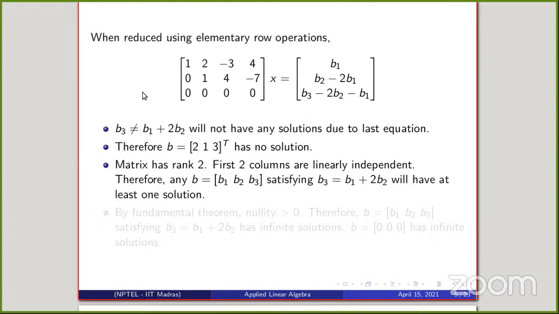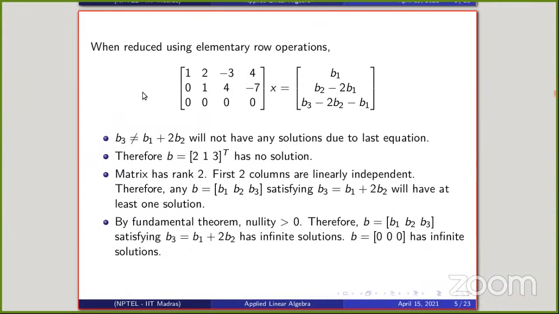So basically, we will be fully covering the subspace with the last element being 0 in R3 by doing the column space. So irrespective of what B1, B2, B3 are, if they satisfy B3 equal to B1 plus 2 B2, the RHS vector will definitely be in the column space of the LHS matrix. So we'll definitely have a solution. That is exactly what has been said here. First two columns are linearly independent. Therefore, any B satisfying B3 equal to B1 plus 2 B2 will have at least one solution.